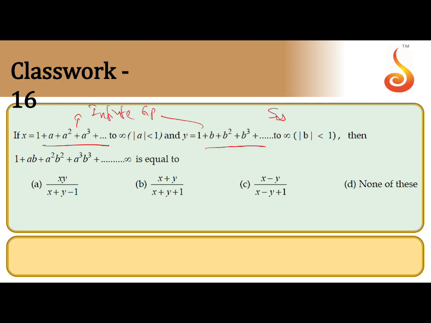So you have one formula: S infinity is A by 1 minus R. So the sum of infinite terms is A by 1 minus R, where A is the first term and R is the common ratio. In the first expansion, A is 1 and R is A. So X equal to A by 1 minus R, that is, 1 by 1 minus A.